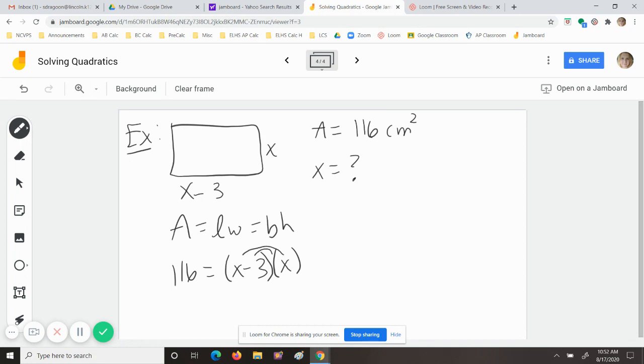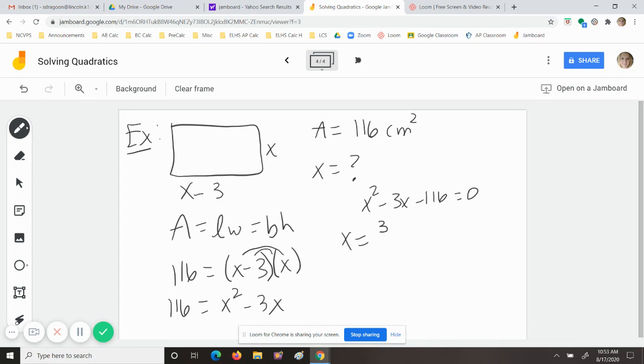Let's distribute. X times x is x squared. X times negative 3 is minus 3x. Okay, now we should be able to solve this. Our problem is we don't have it equal to 0, so let's subtract that 116 over. Okay, this is not going to factor evenly. Nothing adds to negative 3 that multiplies to 116, so we need to use quadratic formula.